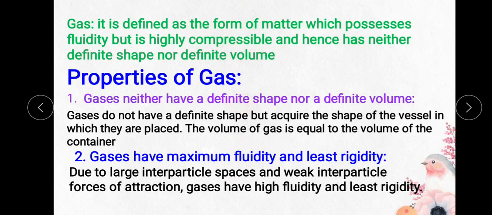Why? Because gases do not have a definite shape or definite volume, but acquire the shape of the vessel in which they are placed. The volume of gas is equal to the volume of the container. If you blow the gas into different shapes of balloons, we will get different shapes. But we cannot say that it is a fixed shape of gas. We can feel it only, but we will not get any shape of gas.